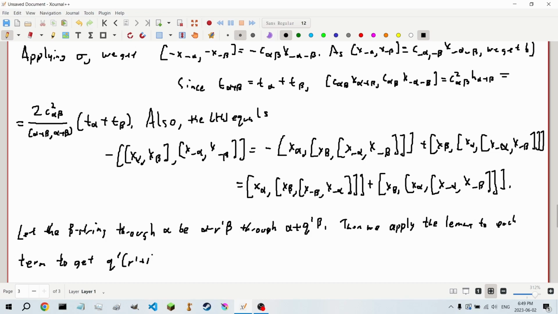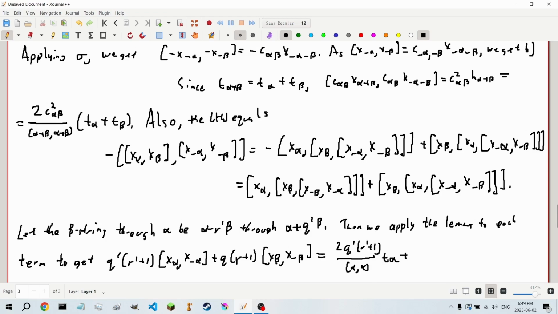q prime of r prime plus 1 times the bracket of x alpha, x negative alpha, plus q times r plus 1 times x beta with x negative beta, which is equal to 2 times q prime times r prime plus 1 over the size of alpha with itself on t alpha plus 2q r plus 1 on the size of beta with itself times t beta, and comparing those coefficients with the above and by the linear independence of t alpha and beta, this gives us part C.